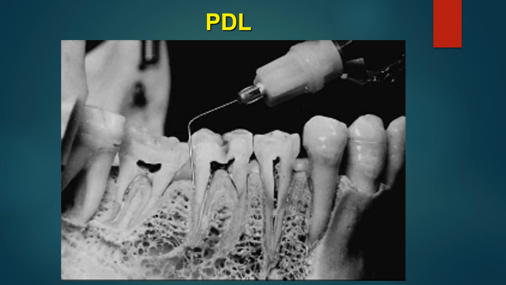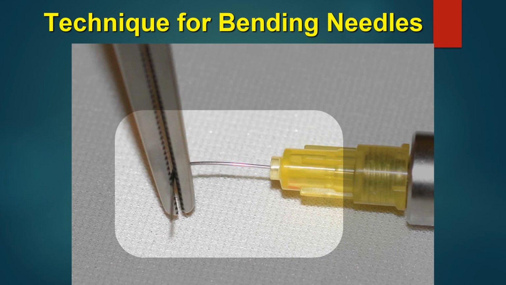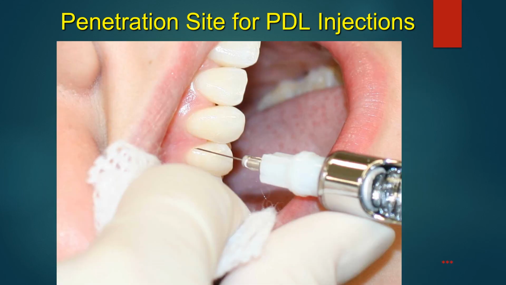It's just a picture again showing the positioning of the PDL. You can bend it with the cap of the needle, or the best thing to do would be to bend it with a hemostat, as they show here. And that's the end of this section about the periodontal ligament injection.